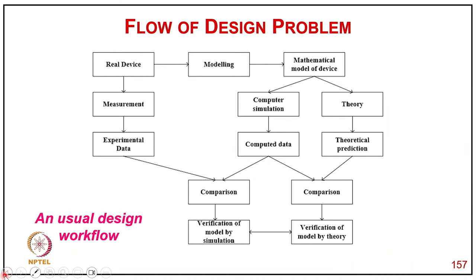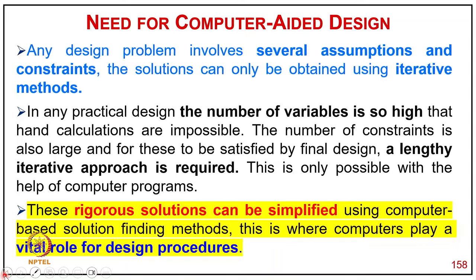The typical flow chart of the design process starts from the real device, then modeling, mathematical model and computer simulation, then theory prediction and computer data, then comparison, verification of the theory and verification of the model by simulation, then comparison coming from real device measurement and experimental data. So we have to verify this design after designing, through validation in many ways, by theory, by computer simulation, and by practical implementation, to validate the complete design procedure.